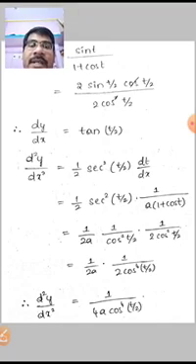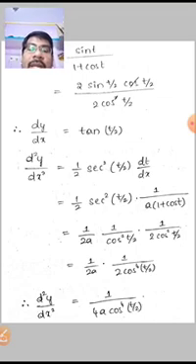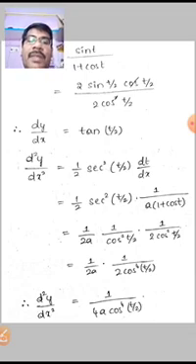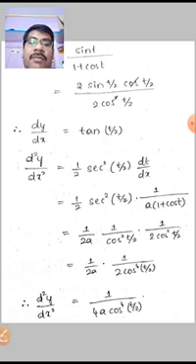Again we differentiate with respect to x. d square y by dx square is equal to 1 by 2 secant square t by 2 into dt by dx. Already we know dx by dt, so we substitute here. We get d square y by dx square is equal to 1 by 4a cos square t by 2 into cos square t by 2. That is 1 by 4a cos to the power of 4 t by 2.